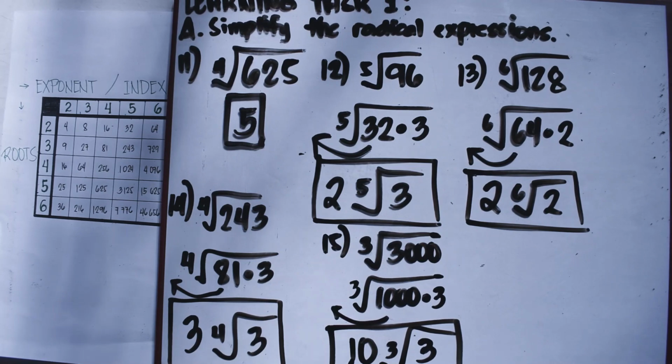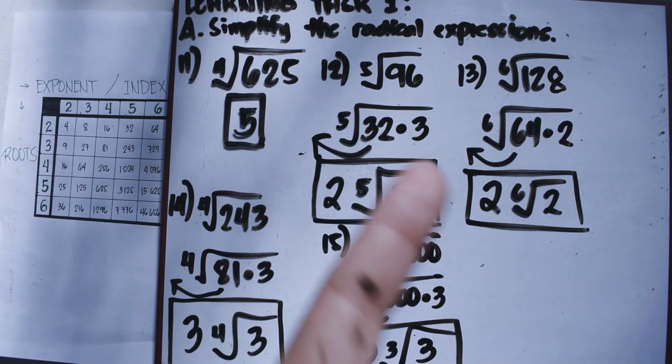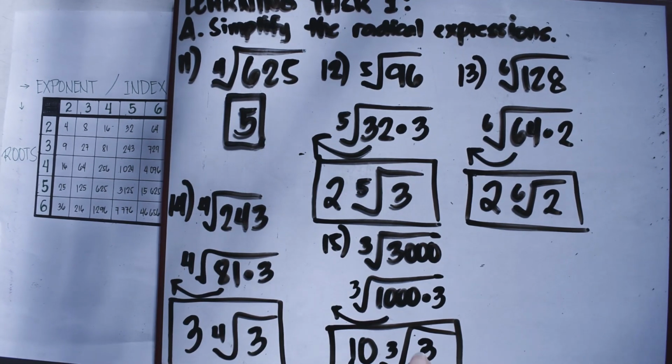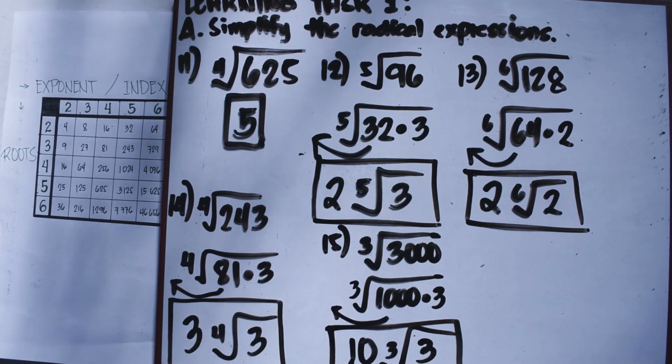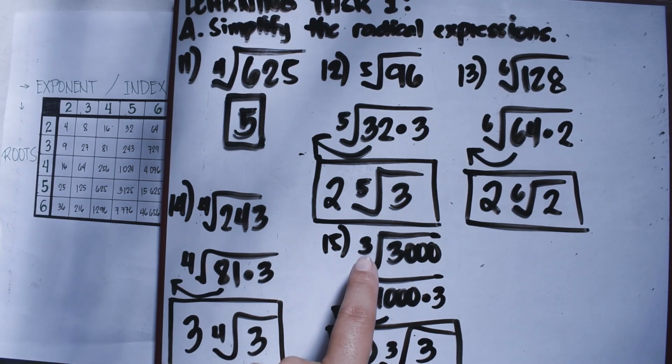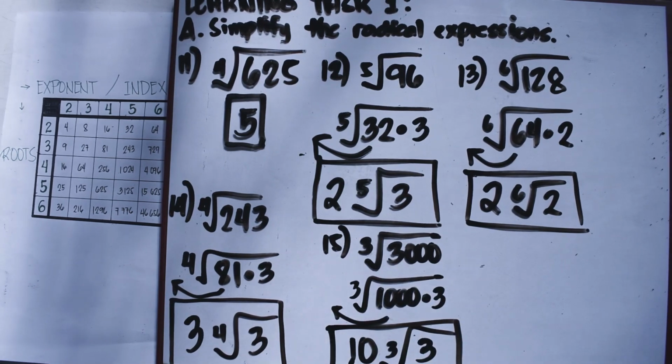So ibig sabihin, 10 times 10, dalawang 0, so 100. 10 times 10 times 10, tatlong 0, so 1,000. And nakita ko na ang 1,000 ay factor ni 3,000. So yun na po yung ginamit ko. Nakuha. So ibig sabihin, cube root of 3,000 is equal to 10 cube root of 3. So, malinaw. So, yun na po.